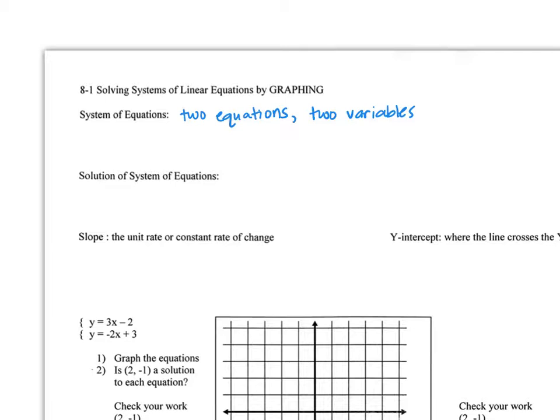A solution to a system of equations is when both equations have the same solution, the same answer.